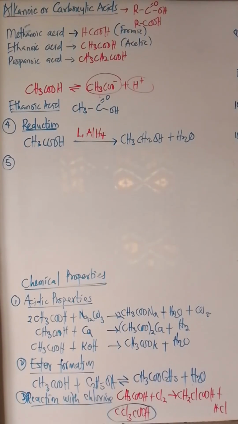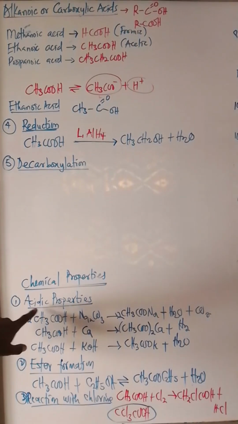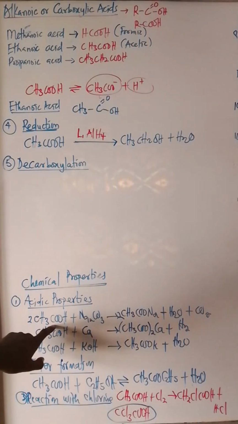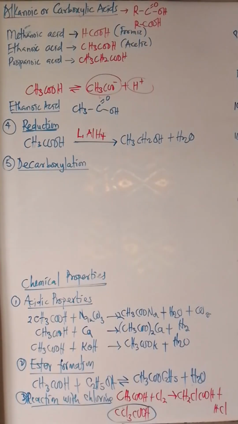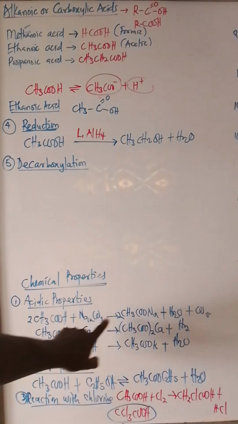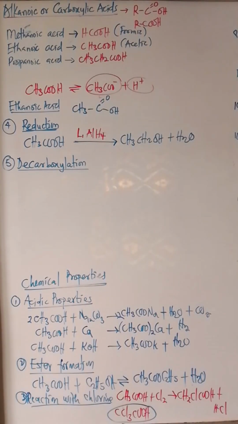The 5th use is called decarboxylation. In this, we are going to capitalize on the acidic property. When ethanoic acid reacts with a carbonate, we form sodium ethanoate. So this sodium ethanoate will be needed. First, we remove H, although it still looks like a carboxylic group because of this COO.